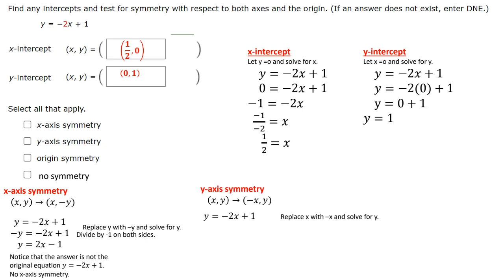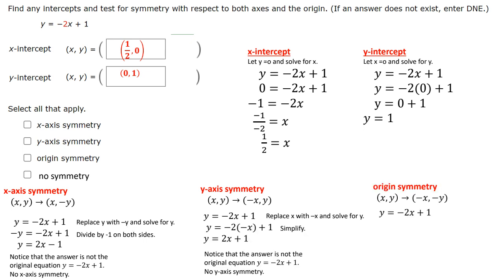Similarly, to check for y-axis symmetry, I change the sign of the x value and then solve for y again. If this gives me the original equation, then it has y-axis symmetry. So again, I have this equation, and I'm going to change the sign of the x value, and the new equation is y equals 2x plus 1. Again, it's not the original equation, so it does not have y-axis symmetry.